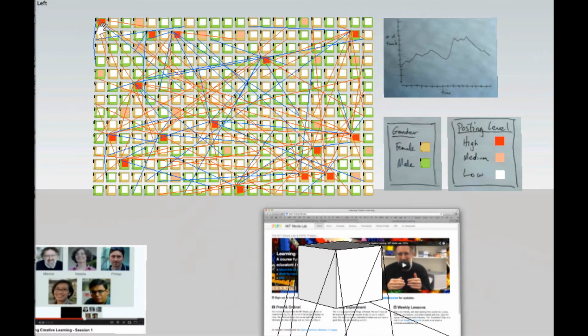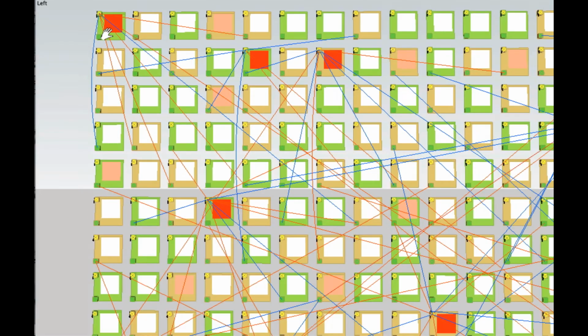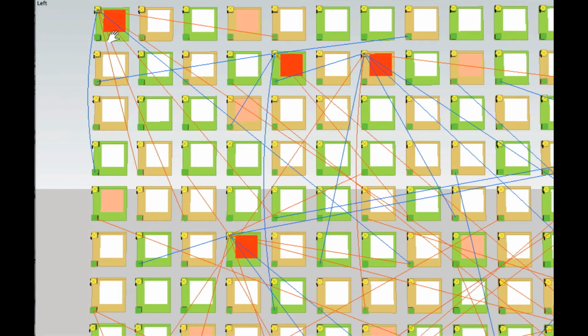So here the boxes represent individuals in the MOOC. Each box has two pieces, well, actually multiple pieces. The outer box, the color represents some attribute of the person participating in the MOOC. So in this case, I'm just saying green is male and tan is female. And the inner box represents some attribute of how they've contributed to the MOOC. And this is pretty arbitrary, right? I mean, just playing around with ideas here.